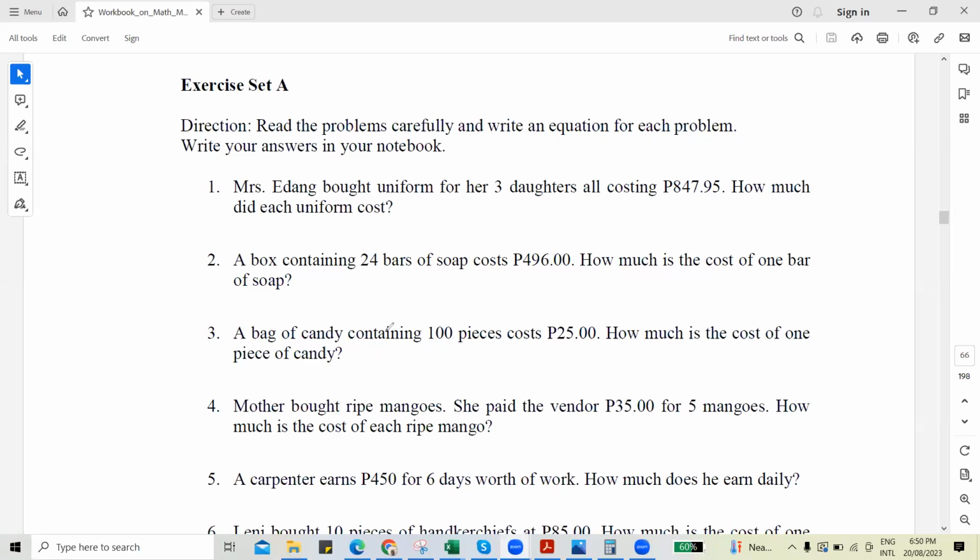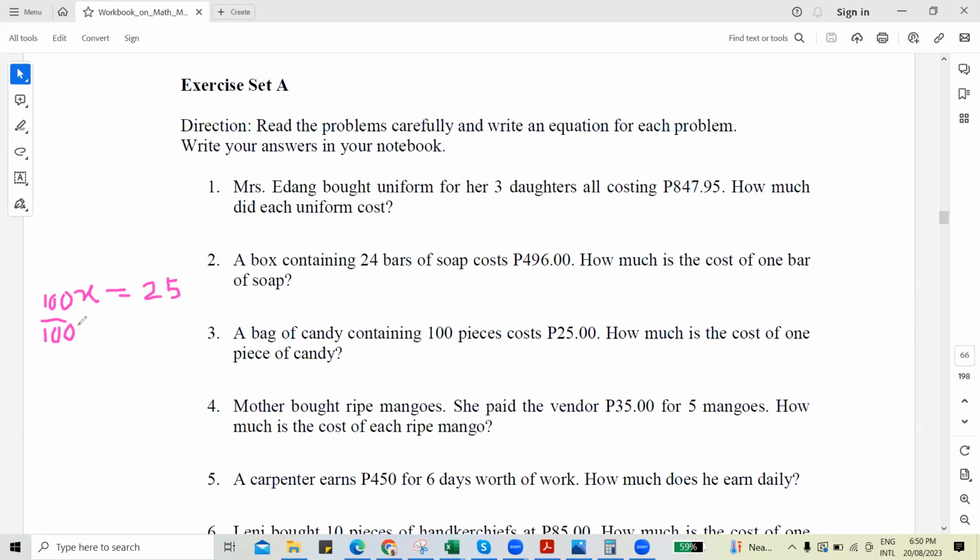100x equals 25. Good job. That is the equation. Now you divide by 100 on this side, because then you can isolate the x. That's the aim of the question.